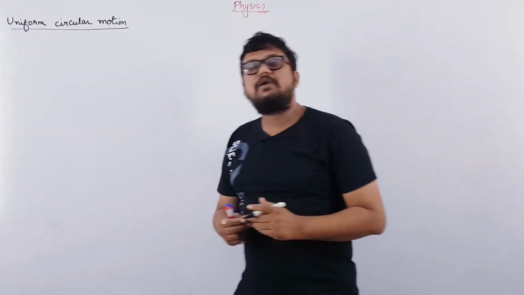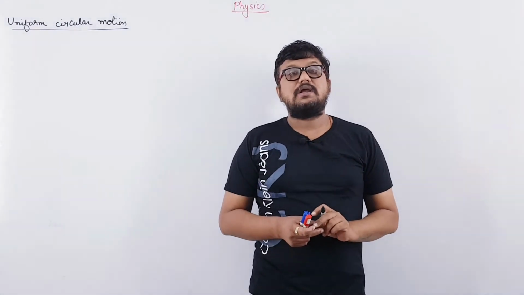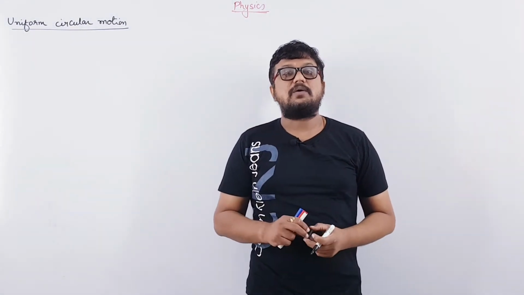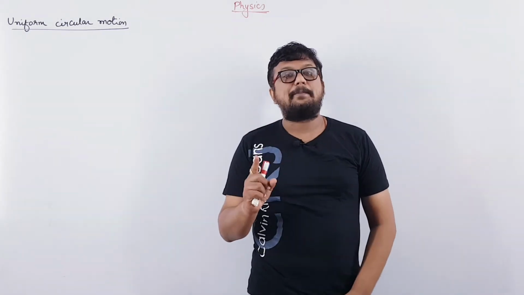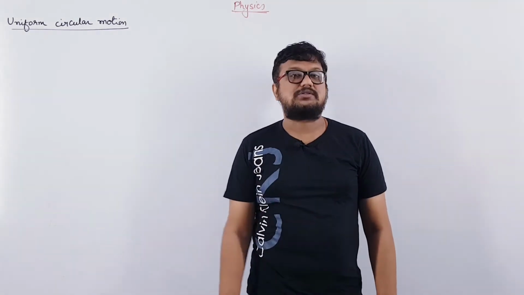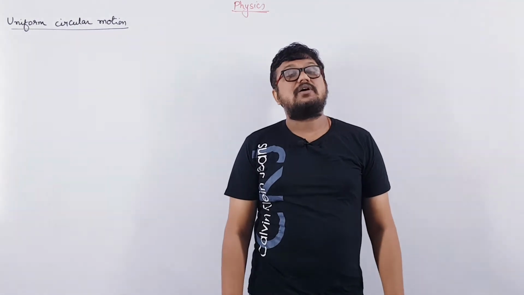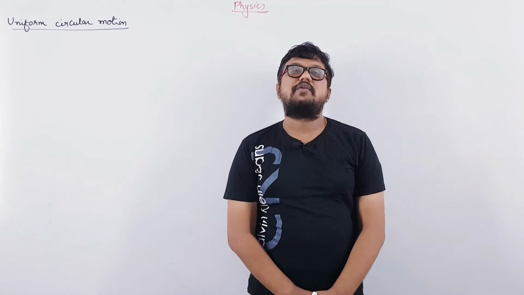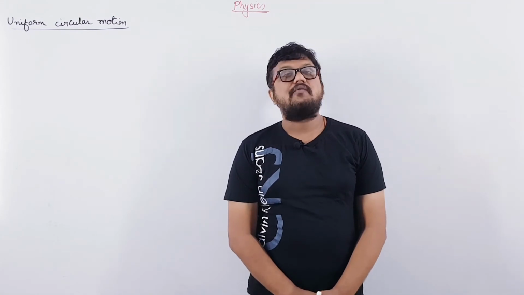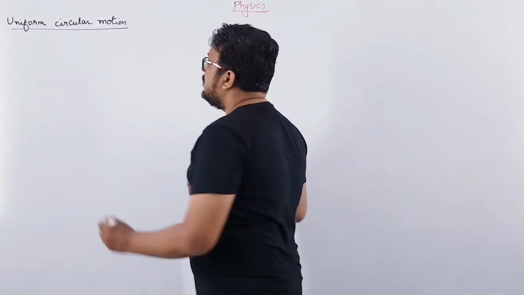Now what do you mean by uniform circular motion? If an object is moving along a circular path with constant speed, remember for circular path velocity will never be constant, right? So if an object is moving along a circular path with constant speed, then such a motion of an object is said to be uniform circular motion.